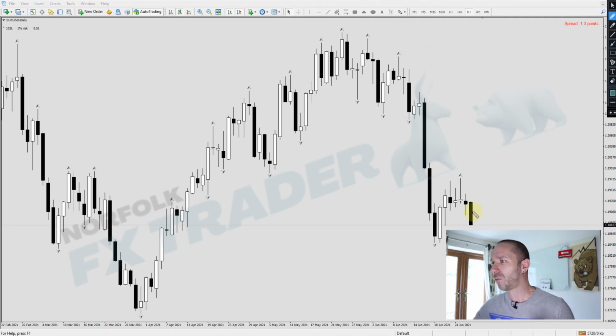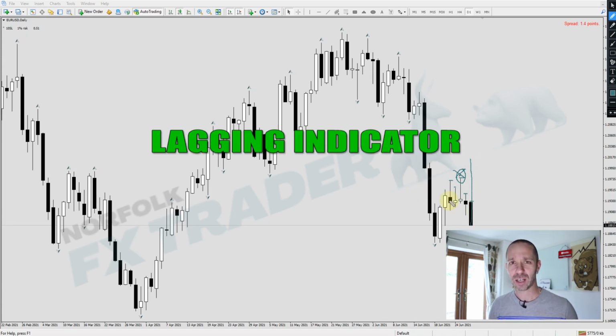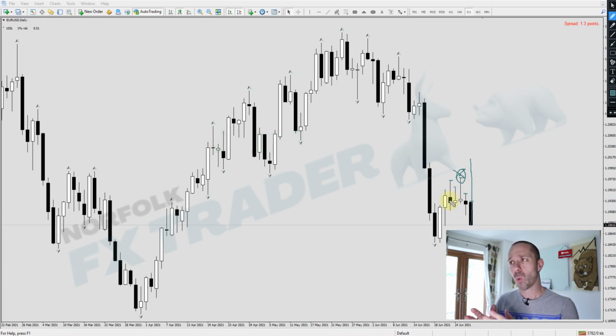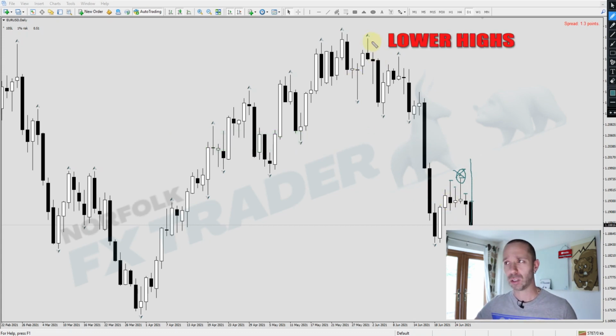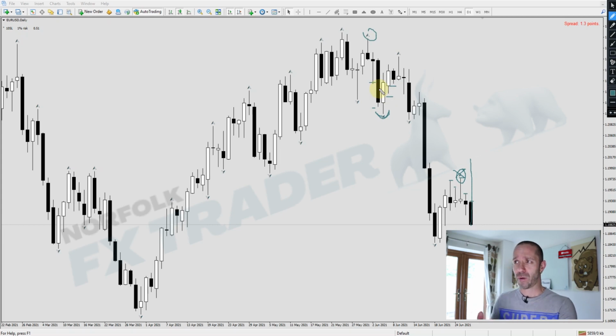Now a fractal is not formed until we have 2 lower highs to the left and to the right of this pivot high. Now when this bearish candle closes, it will create this fractal. Yes, it's already drawn on your chart, but if this candle now goes straight up as a bullish candle, there would not be a fractal on the chart. So be aware that it is a lagging indicator and it will only actually draw a fractal once you have those 2 lower highs when looking at a fractal from a high, or obviously you will have 2 higher lows to the left and 2 higher lows to the right when creating that low on the fractal. So that is exactly what a fractal will look like on your charts.